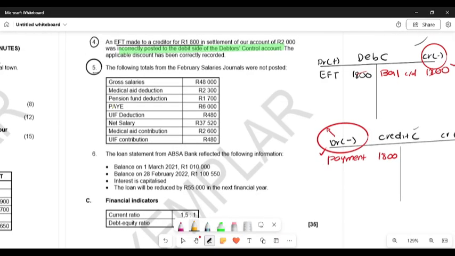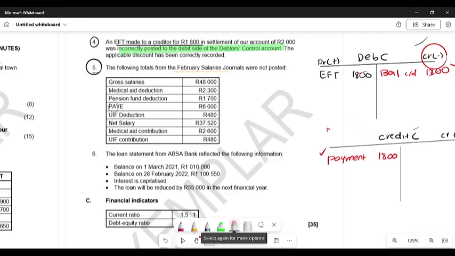Transaction number five. The following totals for February salaries were journals not posted. This simply means that these relate to February salaries and they were not posted. So what exactly is happening here? These salaries relate to February, and if they were not posted, they are payable. So we need to include them in our trade and other payables.